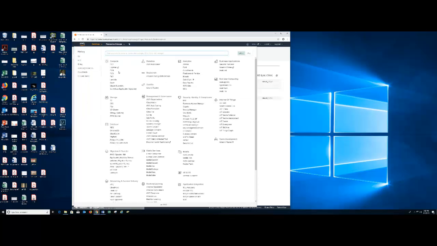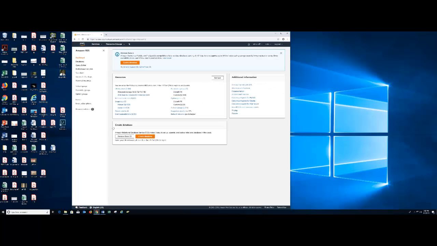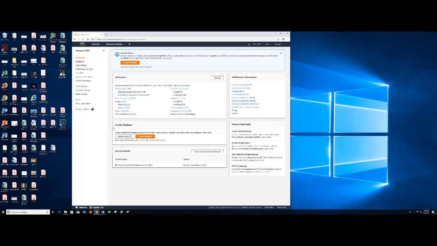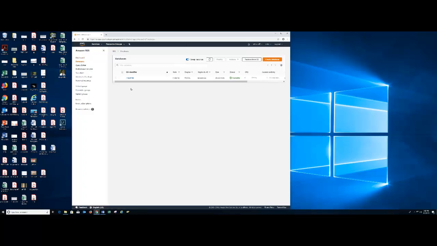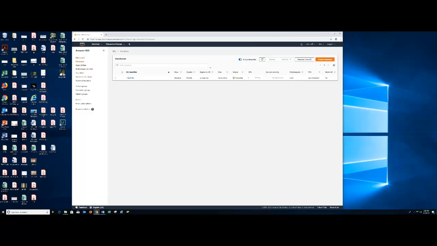Now I'd like to show you the database. The database that we set up is through RDS. We've created a free database. Here's the database that we've set up. It is running MySQL. The CPU usage is real low because we really don't have anything running on it. But as you can see, we have additionally set up a database.